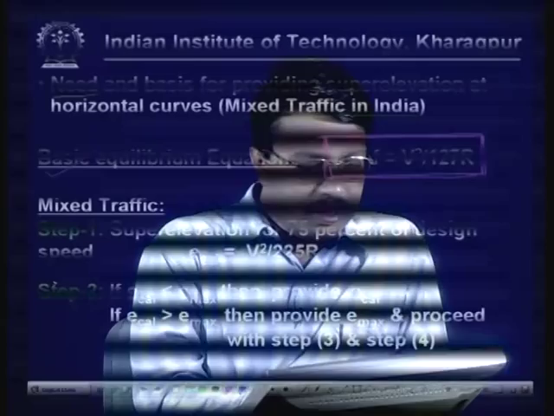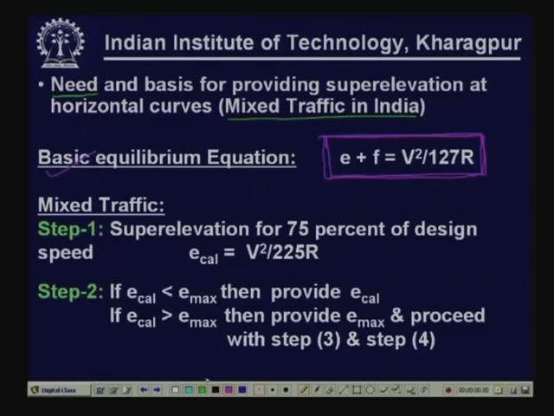Step 1 is therefore super elevation for 75% of the design speed, not the complete design speed. So, super elevation is calculated neglecting side friction. The earlier basic equation was E plus F equal to V square by 127 R. Now, this F is made 0 initially and V is taken as 75% of the design speed. That makes the equation V square by 225 R instead of V square by 127 R.